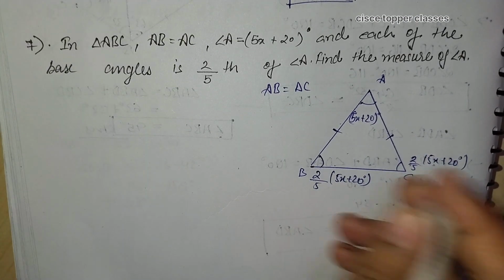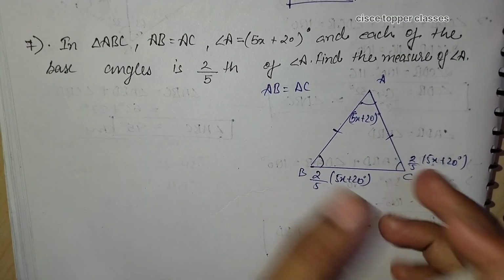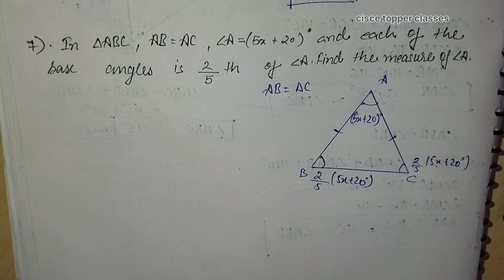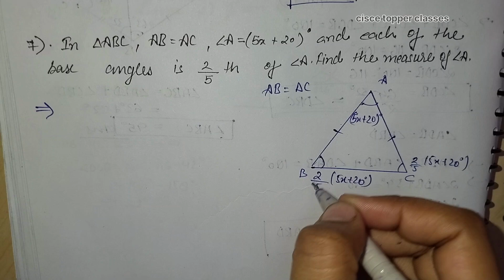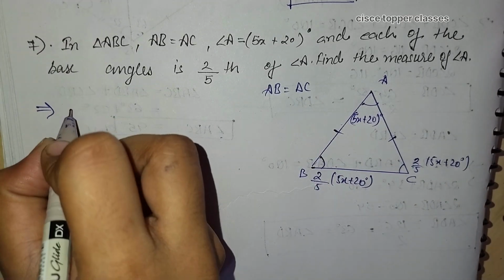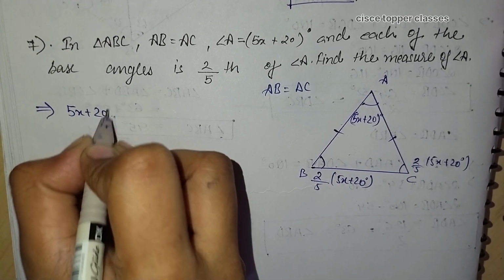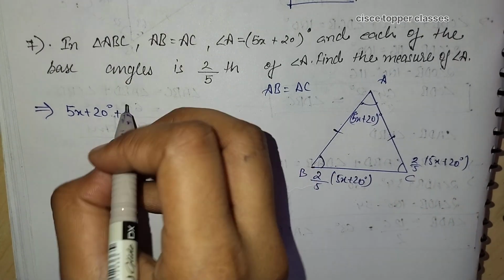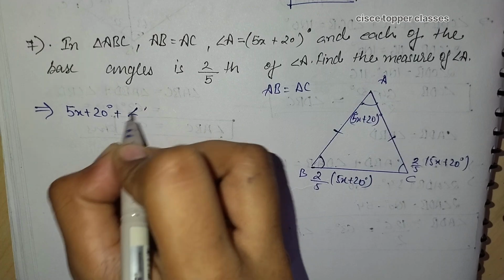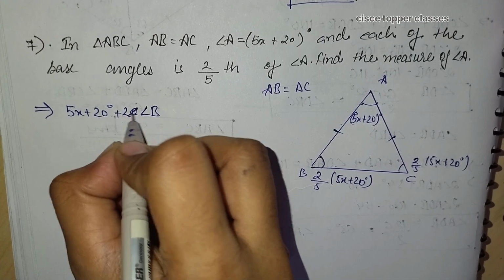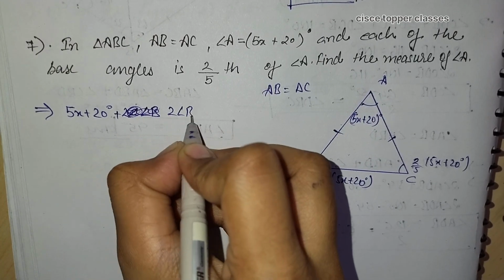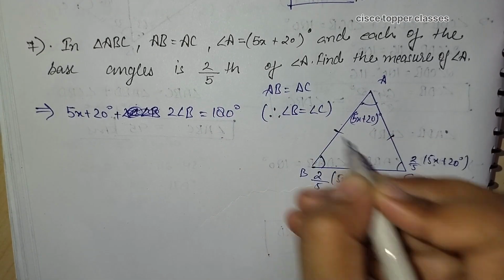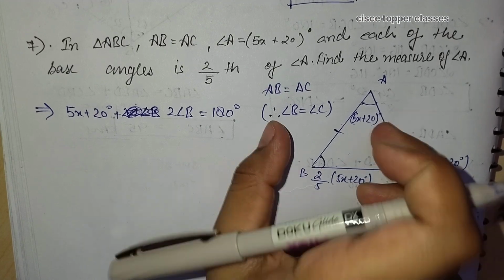So firstly, these two angles are equal because these two opposite sides are equal here. So here we can write it as, because these three angles, the sum is 180 degree only. We will put it as 5x plus 20, firstly angle A, then angle B as 2 by 5, 5x plus 20, and then C also this is same. So we can write here angle A plus 2 angle B equal to 180 degree, because here we have angle B equal to angle C, as it is the angle opposite to two equal sides.